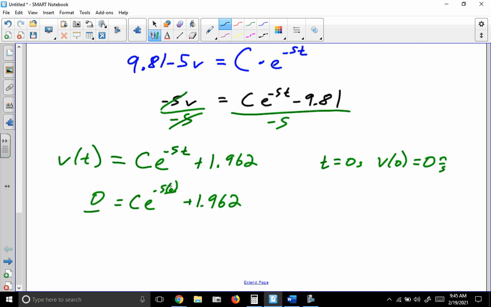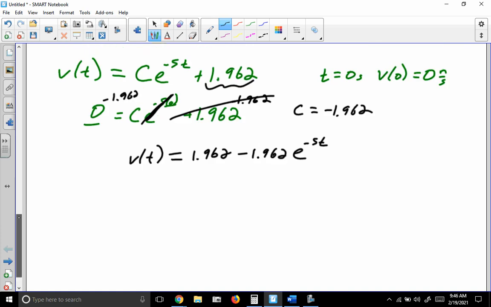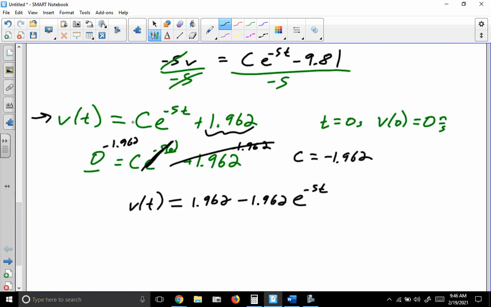So e to the 0 power, that's 1. And to get c by itself, we would subtract 1.962 from both sides. So that would make c negative 1.962. So that means we could write velocity as 1.962, and then c is minus 1.962, e to the negative 5t. We plug c in, and now we have our velocity function.